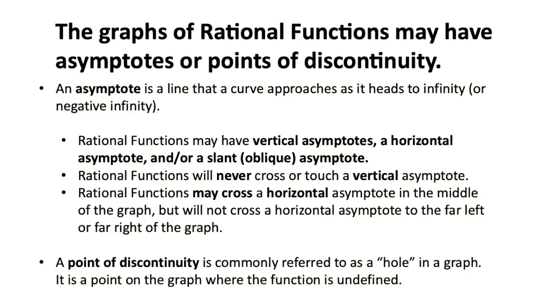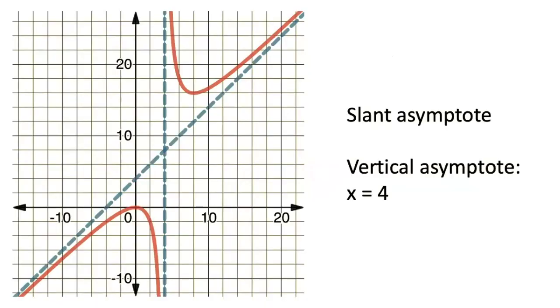And a point of discontinuity is commonly referred to as a hole in a graph. It's a point on the graph where the function is undefined, and it's going to be because there's a division by zero occurring there. So here's one example of a rational function. The blue dotted lines are the asymptotes, the lines that this curve is getting closer and closer to. It won't actually cross either of those lines, but the function itself is the red curve. Sometimes we draw the asymptotes, sometimes we don't.